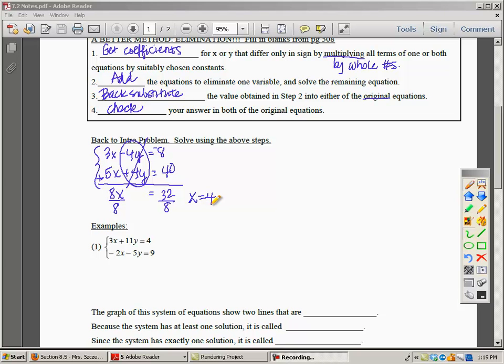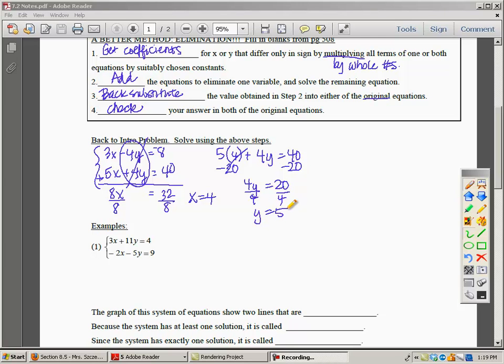Okay, so we've just done steps 1 and 2. I'm going to take the value and I'm going to plug it in. And I'm just going to use the second equation because they're all positives. If I take 5 times 4 plus 4y has to equal 40. Well, 5 times 4 is 20. So I'm going to subtract 20 on either side. 4y equals 20. When I divide by 4, y equals 5.